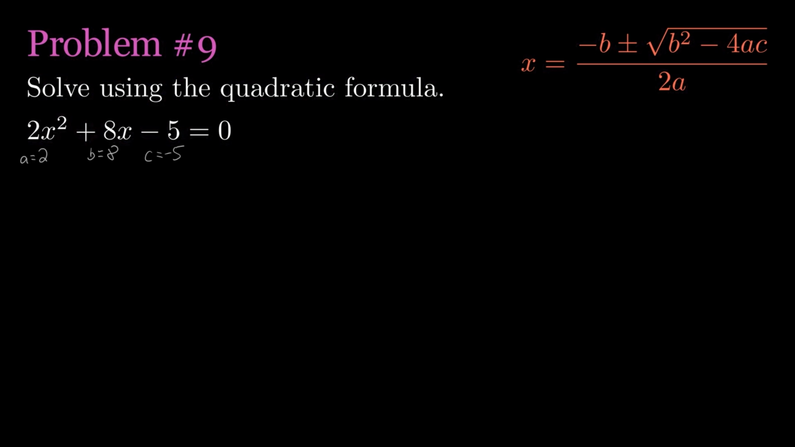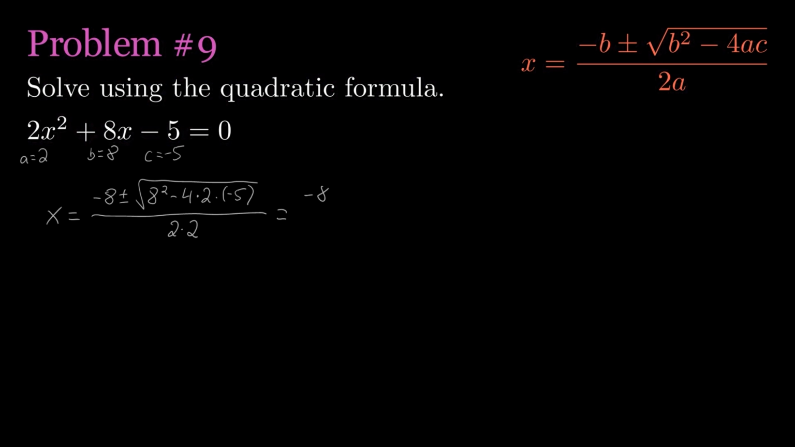So we plug it into our quadratic formula to get x equals minus b, which will be negative 8, plus or minus, under the square root we're going to have b squared, minus 4 times a, which is 2, and c, which is negative 5. That's under the square root, of course, over 2 times a, 2 times 2. And now it's just a matter of simplifying that.